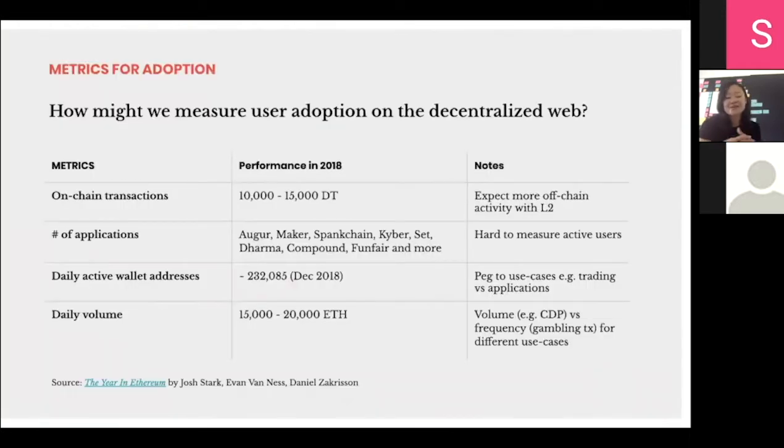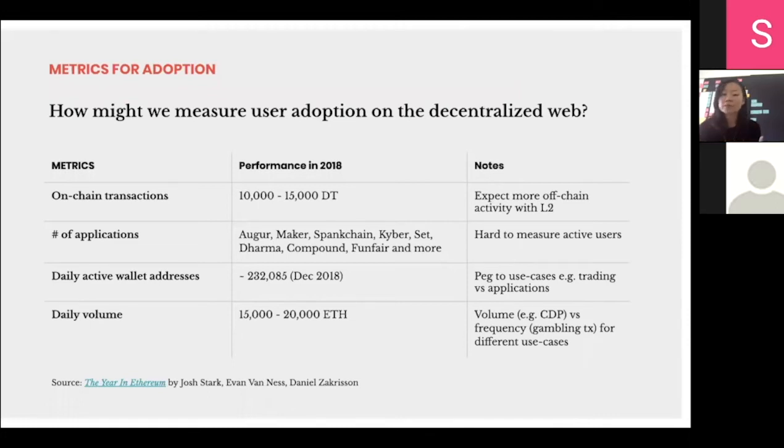So, I think it's hard to say, but I have a feeling that we're still very, very early in this evolution of the decentralized web. And it's hard to really get a sense of what adoption really looks like. I mean, we're looking at different things like on-chain transactions or number of applications or daily active wallet addresses, for example, or even daily transaction volume. And it's still hard to get a sense of what metrics truly make sense.